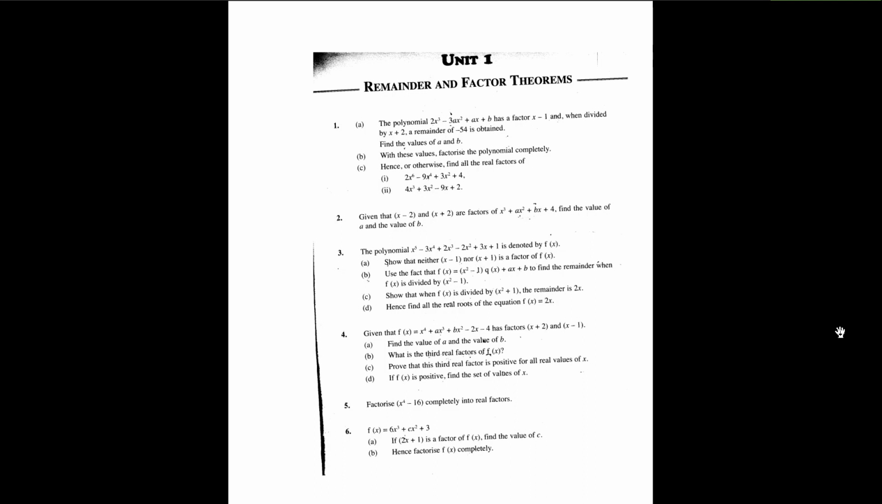Part A says the polynomial 2x cubed minus 3ax squared plus ax plus b has a factor x minus 1, and when divided by x plus 2, a remainder of minus 54 is obtained. Find the values of a and b. Okay, so we'll start by diving straight into part A, and then we'll read the other questions as we go.